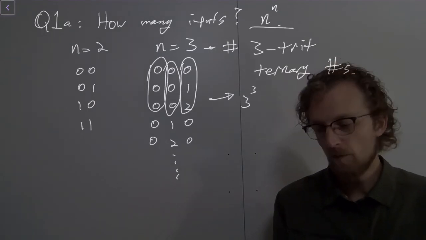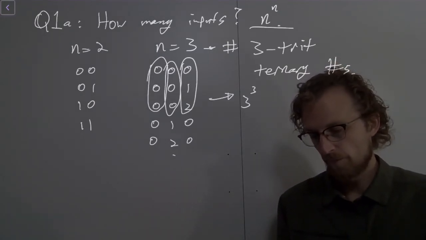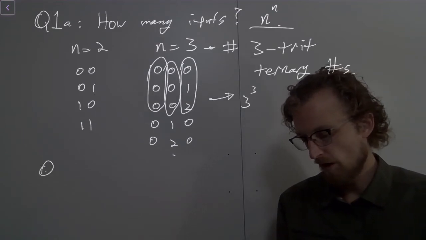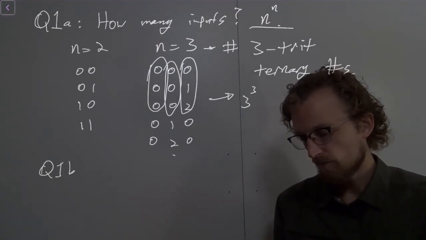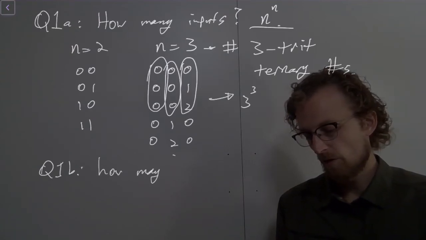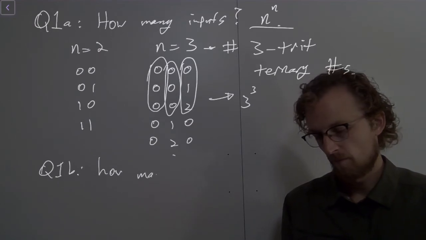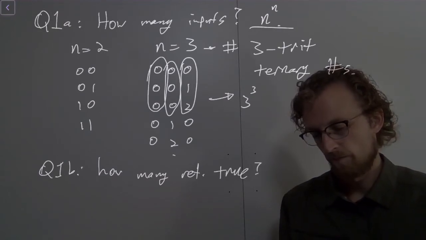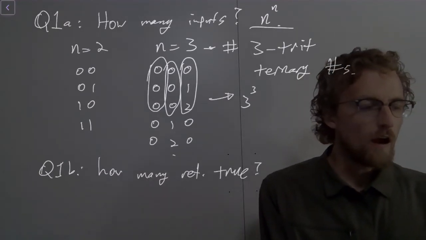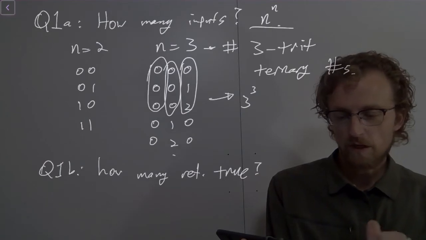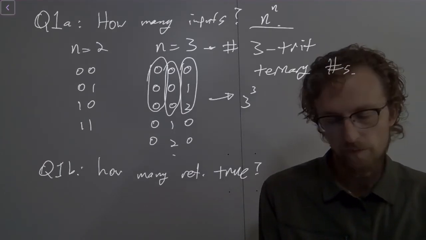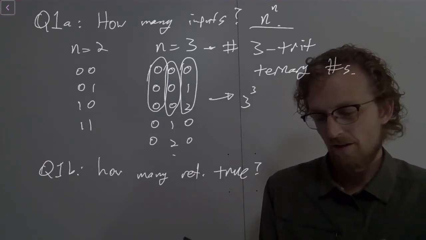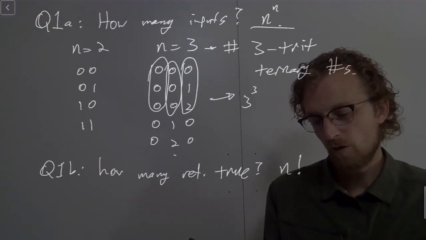Now, how many of these inputs return true? Q1B, how many return true? Well, here, the answer ends up being also a massively large number, but it's a smaller number. The number that returned true is n factorial.